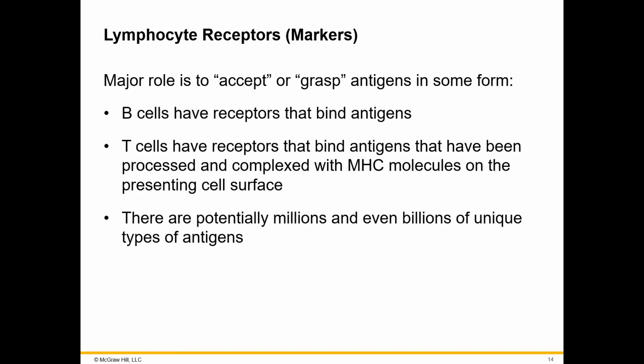Now, markers are lymphocyte receptors. So lymphocyte markers are often called receptors. Both names are used, but the emphasis is that their major role is to accept or to grasp antigens in some form or another. So B cells have receptors that bind antigens, and T cells have receptors that only bind antigens that have been processed and complexed with MHC molecules on the presenting cell surface. A little difference between whether they can accept them just in their, I'm going to say, raw form, or whether they have to be presented in a particular way.